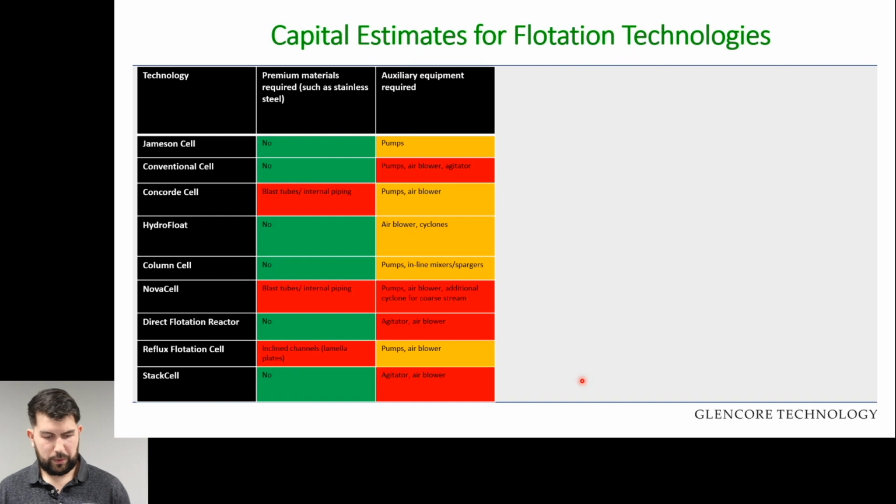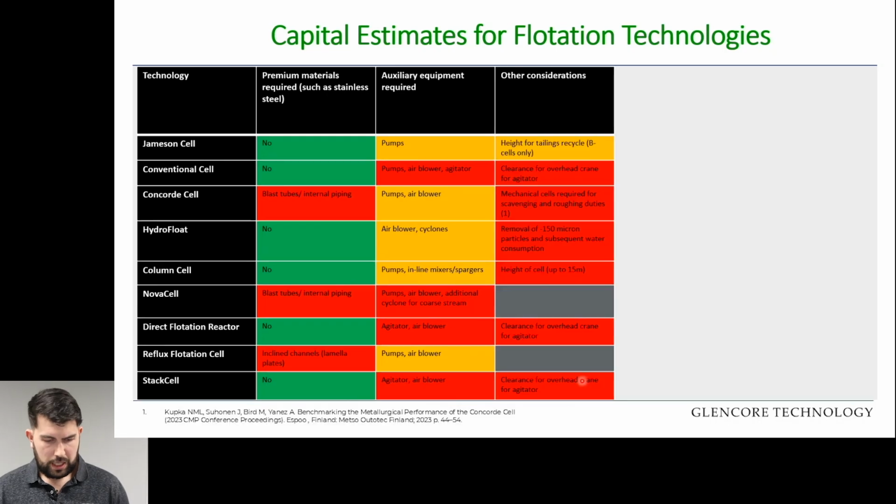We then look at the auxiliary equipment required, so things like pumps, air blowers, agitators, these will all drive up the cost of the equipment. We do note as well that certain equipment such as high-intensity cells like your Jameson cell, your Reflux cell, your Concorde cell will have higher pumping requirements than, say, a conventional cell, and we do take that into account. Some other considerations are things like height of the cell or maintenance clearance for agitators. One note for the Hydrofloat is it does require removal of those sub 150 micron particles, which will increase your footprint requirements and water consumption.